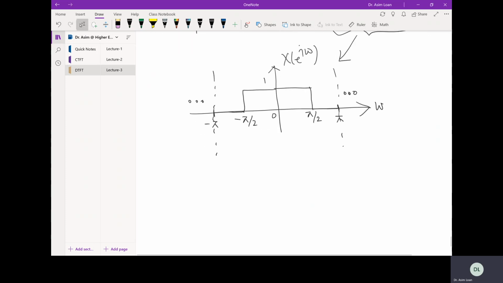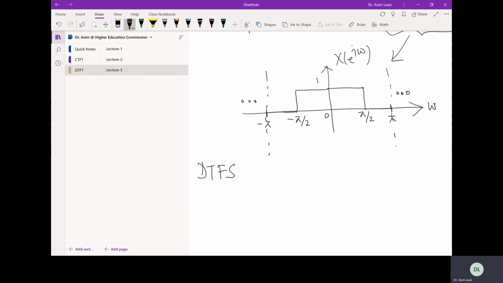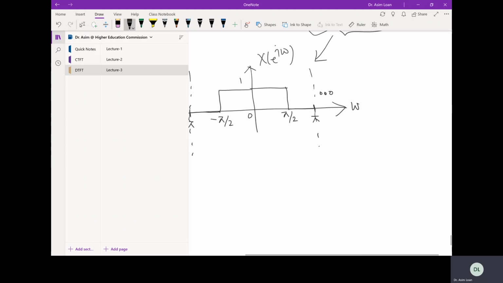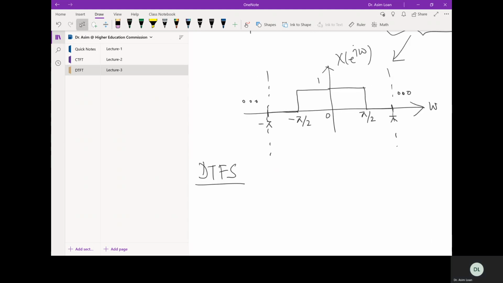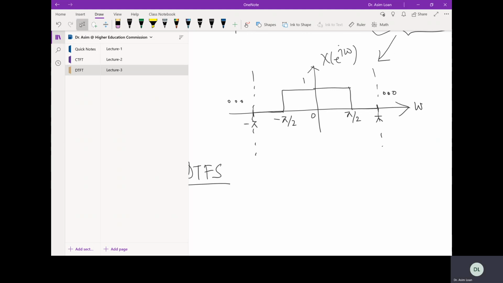What about the discrete case? We didn't look at the duality for the discrete time Fourier series case. So for the discrete time Fourier series, I need to realign this one.